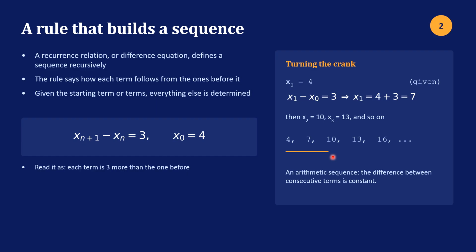So you've probably seen something at this level, even in grade school, and you're asked, well, what's the next one? And you just kind of notice there's 3, 3, 3, and 3. And so the next one would be 19, right? You're adding just 3 each time. So this is called an arithmetic sequence. The difference between consecutive terms is constant.